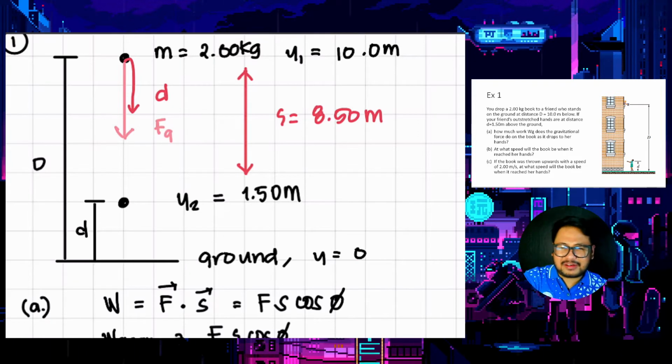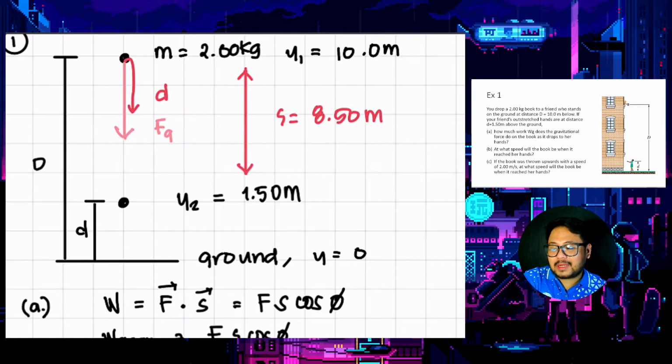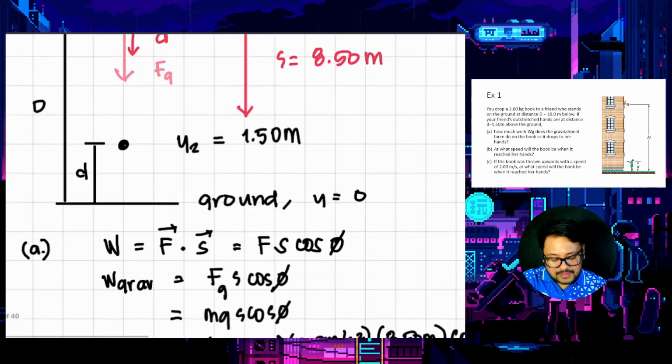Now, there are people that want to solve this one using only kinematics. Yeah, we could use that one. But it is also important to note that our lesson is work and energy. And mind you, using the concept of energy in solving this problem is actually easier compared to kinematics.